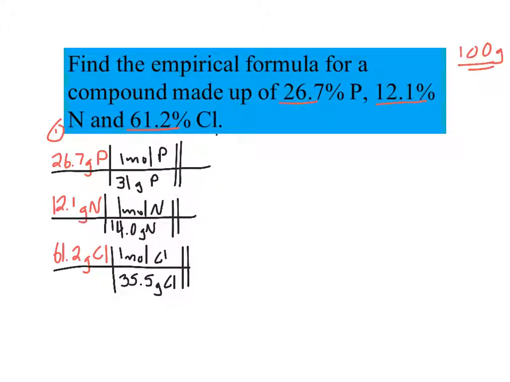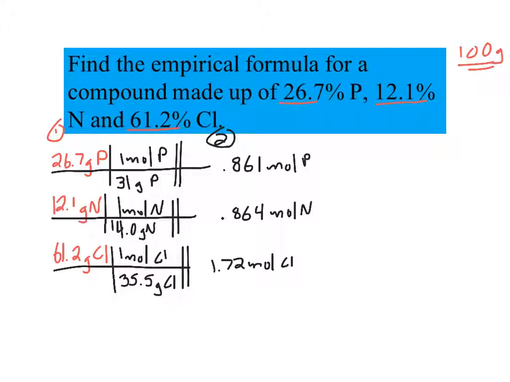And so, of course, this is step 2, and the answers that I get: 0.861. I'm going to use sig figs here. This is going to be moles of phosphorus. For nitrogen, I get 0.864 moles of nitrogen, and I get 1.72 moles of chlorine.